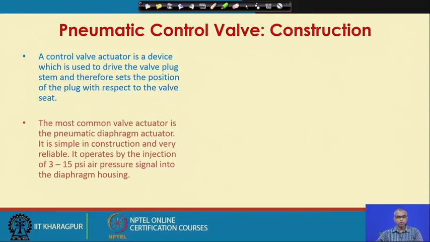A control valve actuator is a device which is used to drive the valve plug stem and therefore sets the position of the valve plug with respect to the valve seat. The most common valve actuator is the pneumatic diaphragm actuator. It is simple in construction and very reliable. It operates by the injection of a 3 to 15 psi pressure signal into the diaphragm housing.